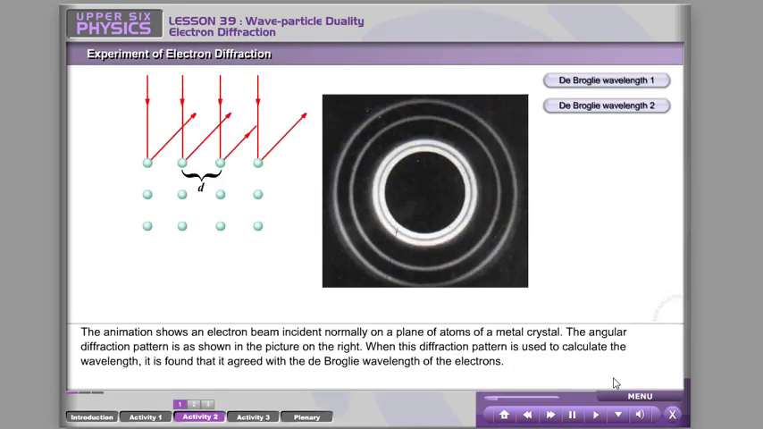The animation shows an electron beam incident normally on a plane of atoms of a metal crystal. The angular diffraction pattern is as shown in the picture on the right. When this diffraction pattern is used to calculate the wavelength, it is found that it agreed with the de Broglie wavelength of the electrons.